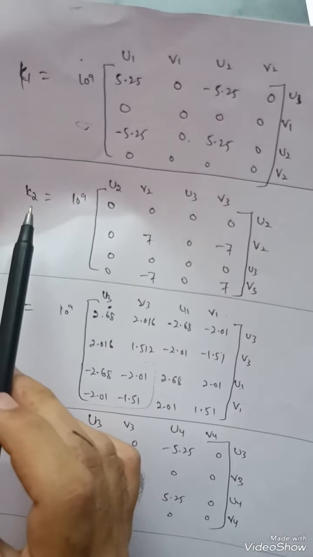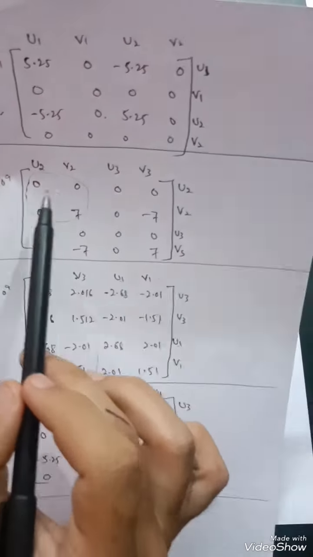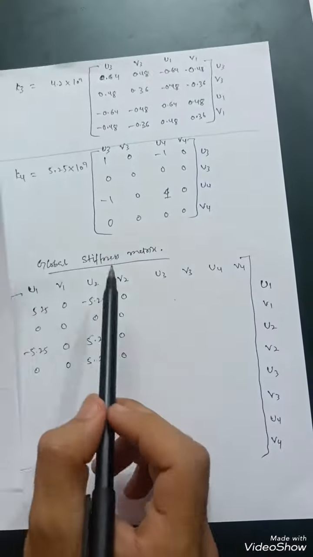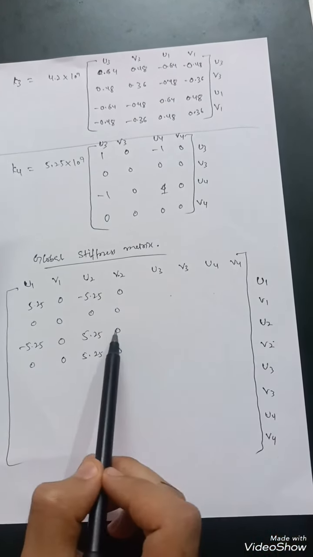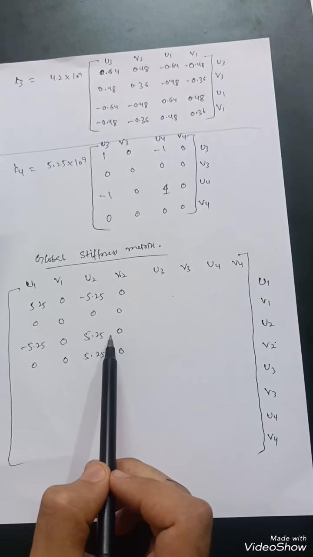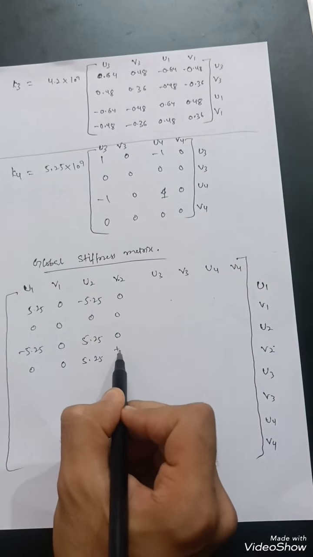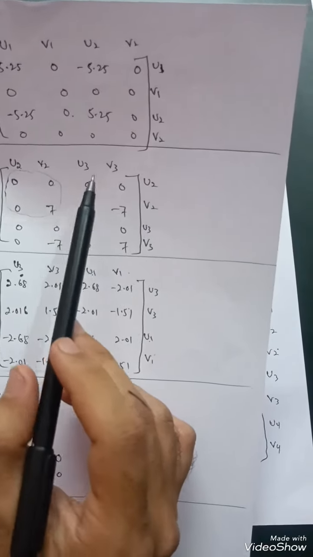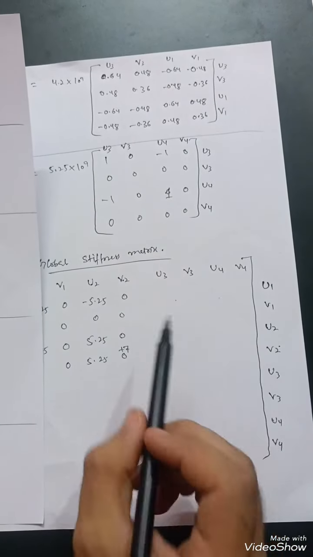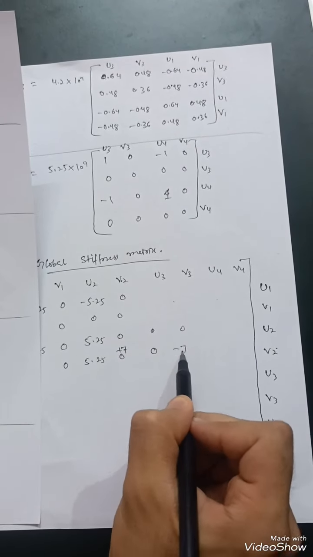Then for k2 we have to place only the first part, the square part, u2 v2 u2 v2. So you have to search in the global matrix for u2 v2 u2 v2. It comes under this particular row and column, so just add it over here, that is 0 0 0 and 7. Then the next part, 0 0 0 minus 7, comes under u3 v3 u2 v2, so it will come over here, with 0 0 0 and minus 7.